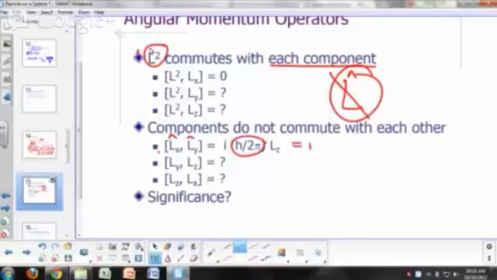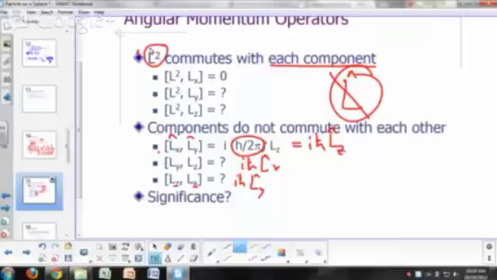This is h bar, right? So that's i h bar L_z. And the commutator of L_y and L_z is going to be equal to i h bar L_x. And the commutator of L_z and L_x is going to be equal to i h bar L_y hat. So the components do not commute with each other. What that means is it's not possible to determine any pair of those components. In other words, of the three components, you can only determine one precisely.